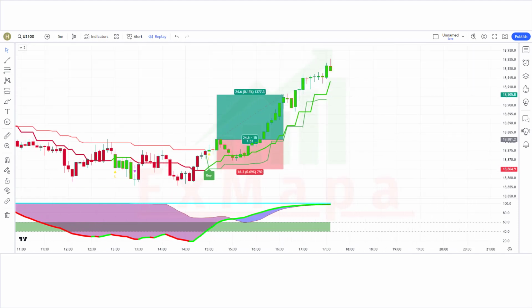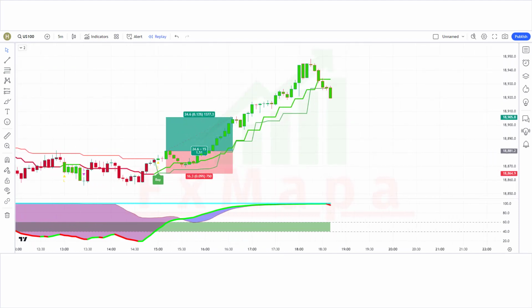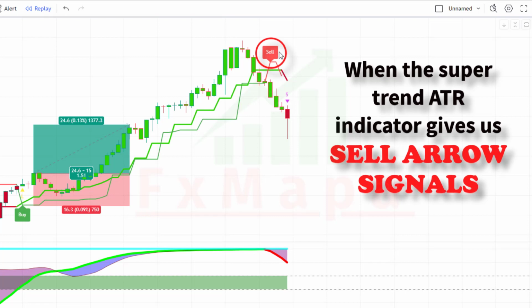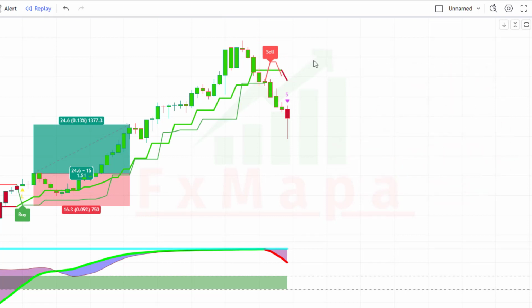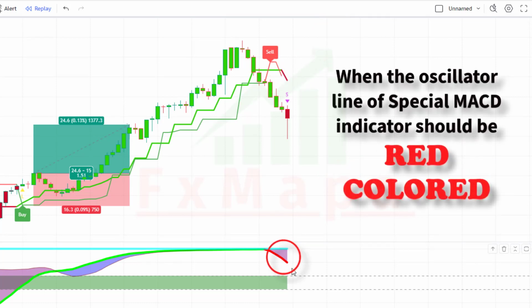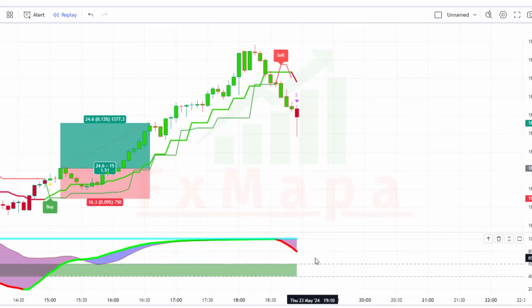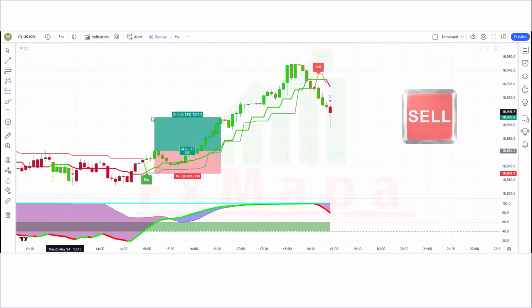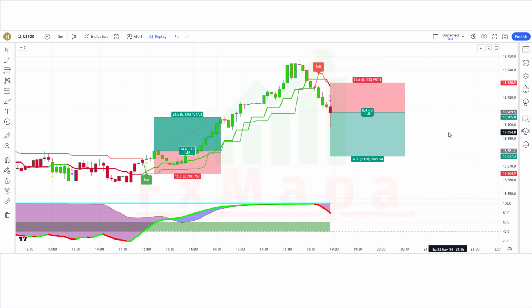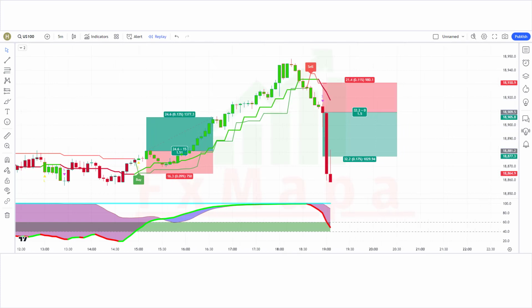Now let us understand the short position. When the Supertrend ATR indicator gives us sell arrow signals, when the N-pole Gaussian filter indicator is in downtrend, and when the oscillator line of the Special MACD indicator is red colored, if this condition is fulfilled, then we will place a sell order. Our stop loss will be placed at the Supertrend ATR indicator of TSL level, and the risk to reward ratio will be 1:1.5. The market has completely hit the target.